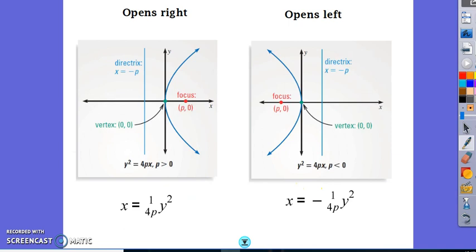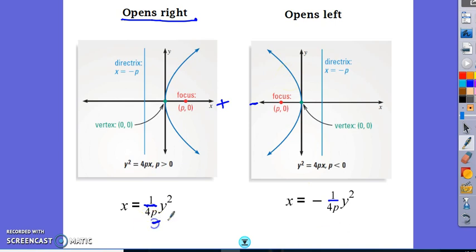This is new here, we have x equals. Instead, our x equals 1 over 4p y squared. And then we have x equals negative 1 over 4p y squared. So if it's an x equals parabola, it'll open along the x-axis. And then remember, the x values are positive over here, so if it's positive 1 over 4p, the parabola will open to the right. The x values are negative to the left side of the x-axis, so if you have negative 1 over 4p, the parabola will open to the left.